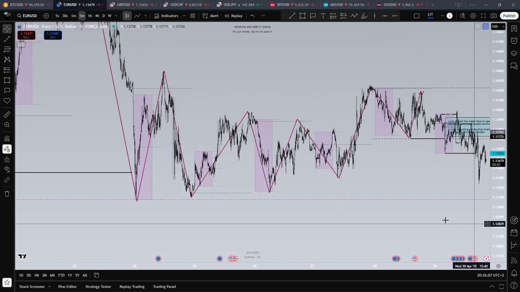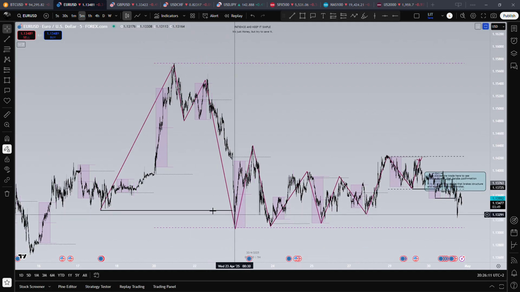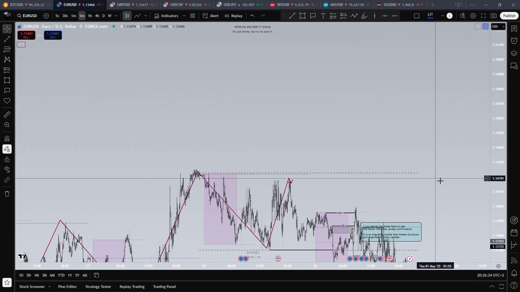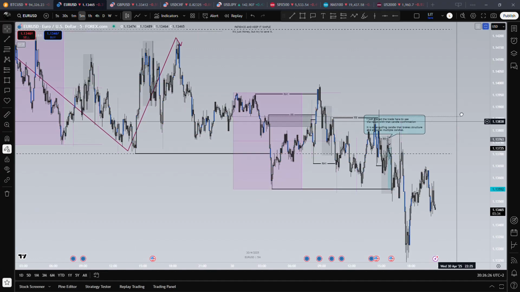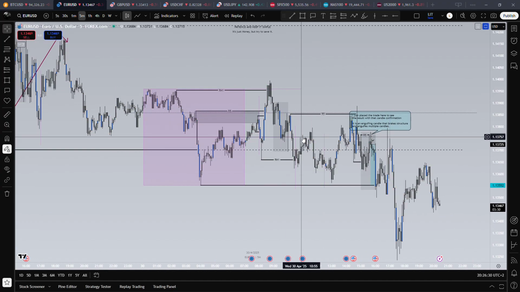Well, on EU, we had this downtrend here after breaking this low. It created a range here, and after taking these two highs, well, I thought about sells, but I didn't know, so I waited for the price action to tell me.